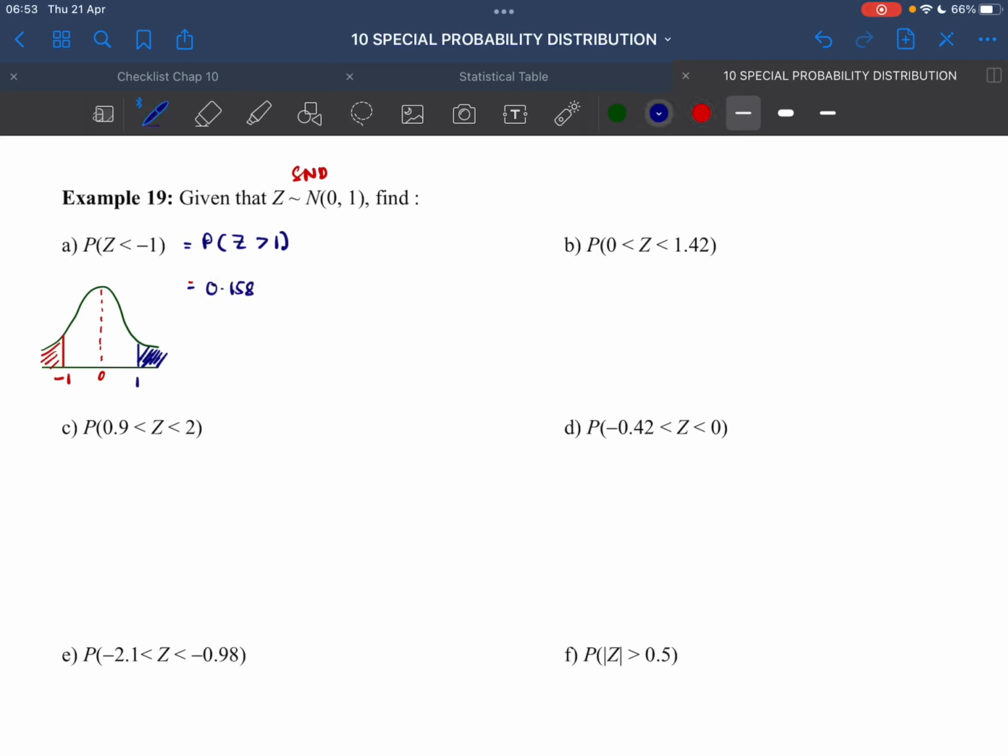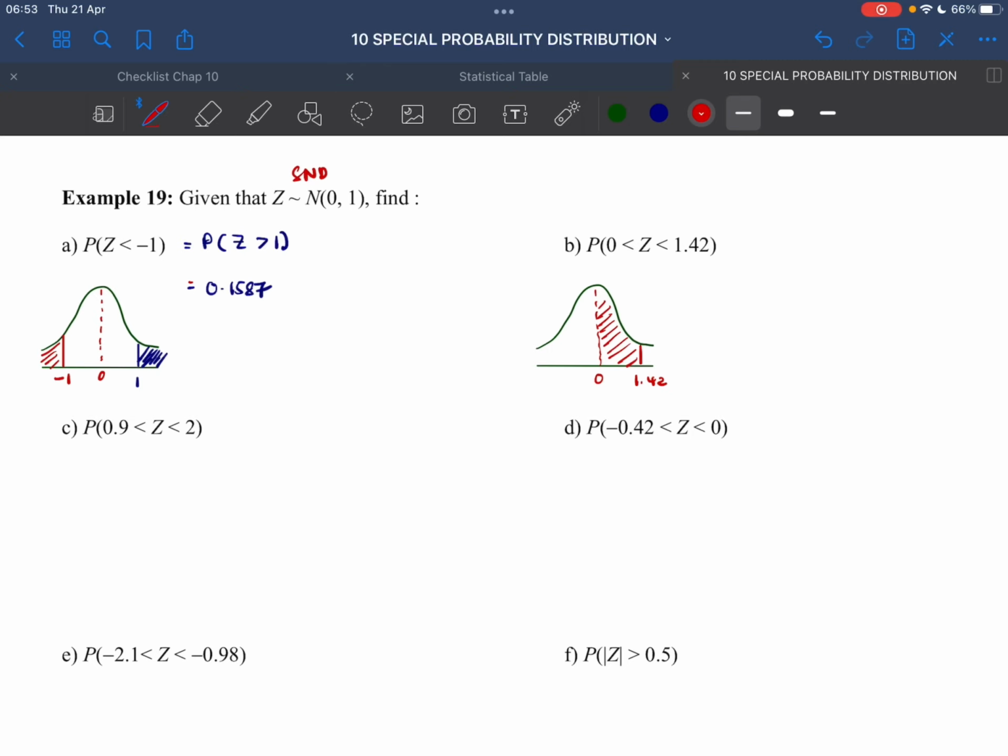Okay, so let's see the next question. P(z) between 0 and 1.42. Again, we draw the bell shape so we can see where the area is. In the center is your 0. So between 0 and 1.42, 1.42 is positive, so this is the area that we want. For this one, you don't have to worry about shifting because both are positive.